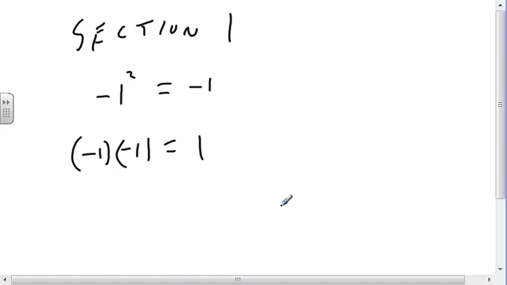Well, my calculator isn't that stupid. My calculator didn't do that. If I wanted to do that, I would have to do -1 times -1, which gives me a 1. But I didn't tell the calculator to do that.